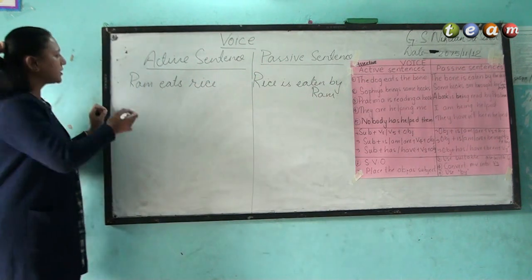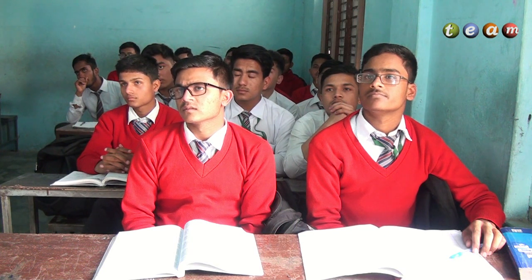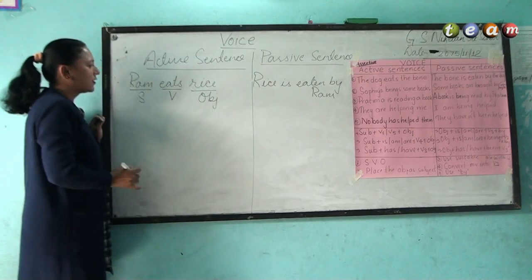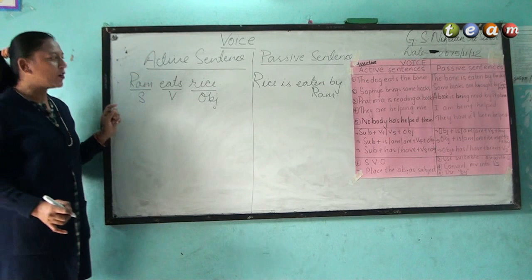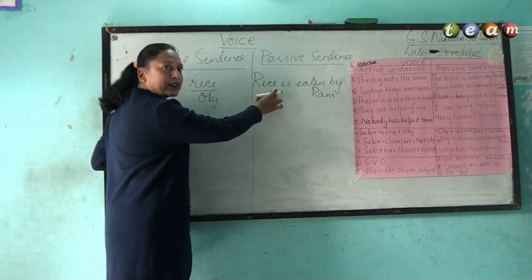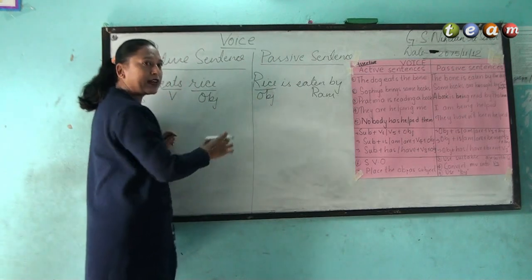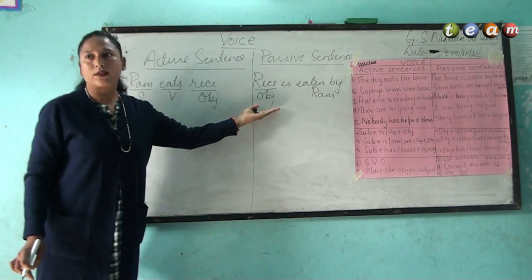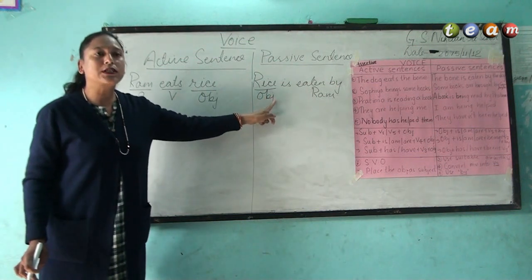In the first sentence, you can see there, Ram eats rice. First one, Ram. What do we say? Subject. And this one? Object. This sentence starts with the subject. All the active sentences start with subject, whereas the passive sentence starts with object. That's why when we change from active sentence to passive sentence, the object is focused more. Are you getting me? In active sentence, we focus on the subject, but in passive sentence, we focus on the object.